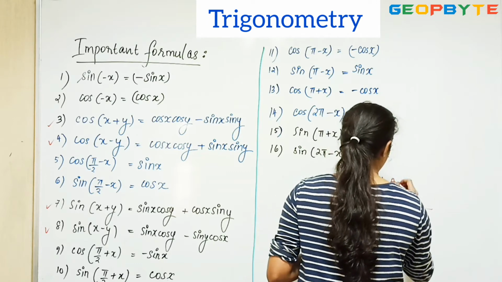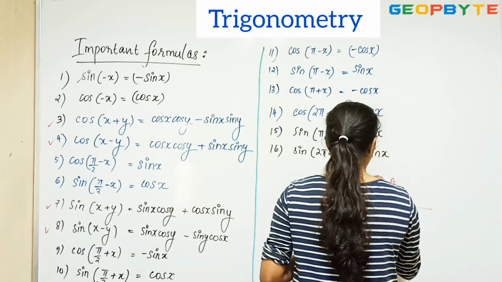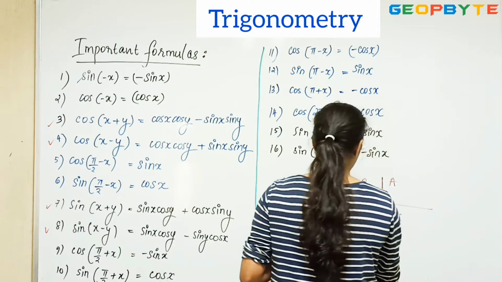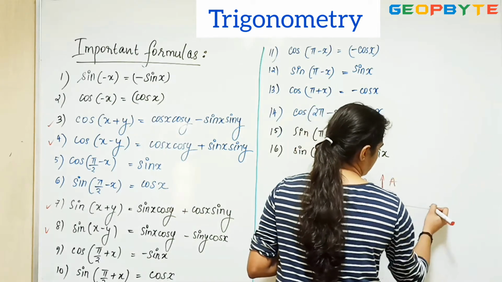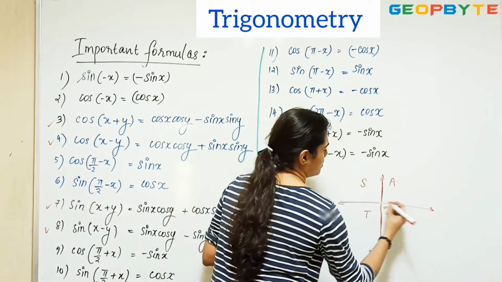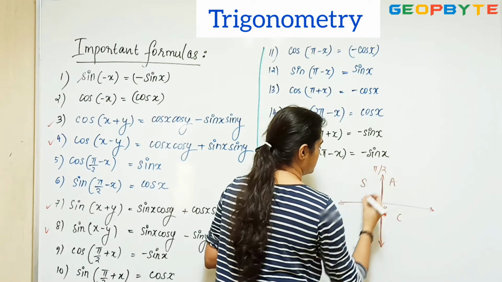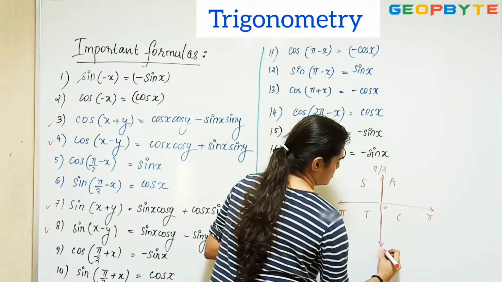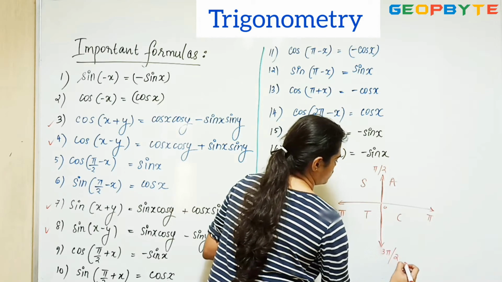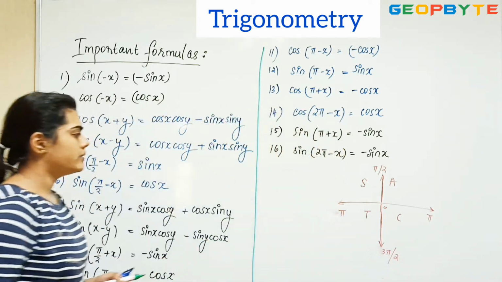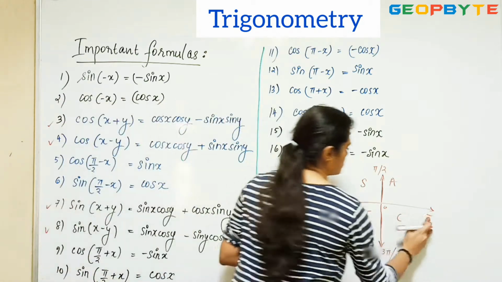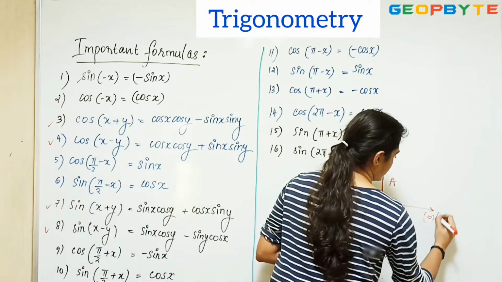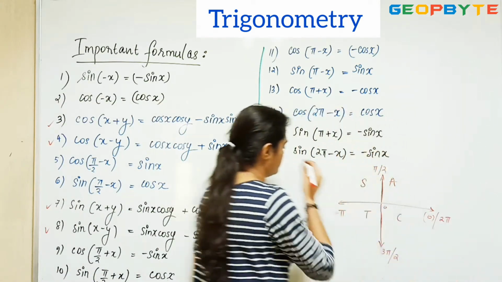You have to always remember this. So this is pi by 2, this is minus pi, and minus 3 pi by 2. Okay, so this is pi, and this is 0, or you can say it is 2 pi, anything.